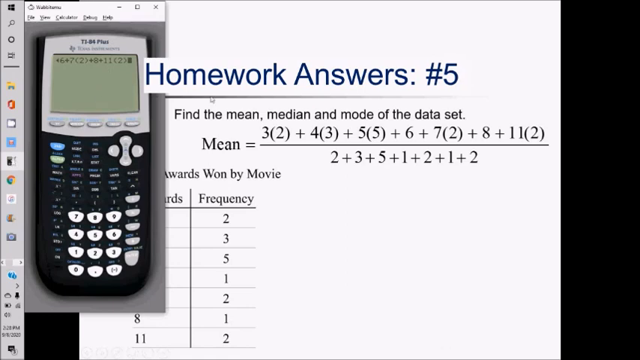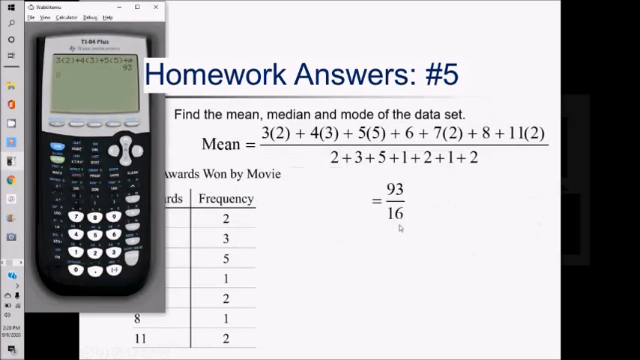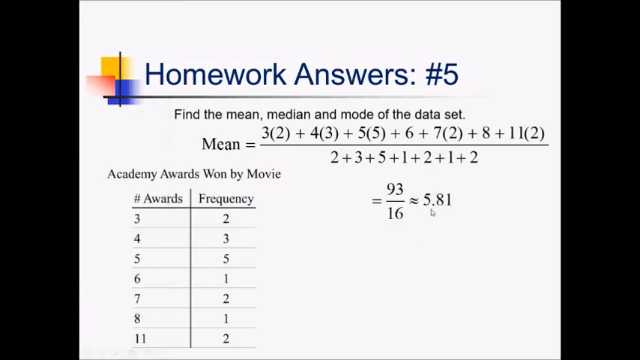So for my numerator, adding all that stuff together, that comes out to 93. Great. And for the denominator, I could probably do this without a calculator. Let's see, 2 plus 3 is 5, plus 5 is 10, plus this is another 6 over here, so 16. We actually have to use the calculator for this next part, though. 93 divided by 16. I mean, unless you can do that in your head. Good job if you can. That comes out to about 5.81. So that's the average number of awards won by these movies.